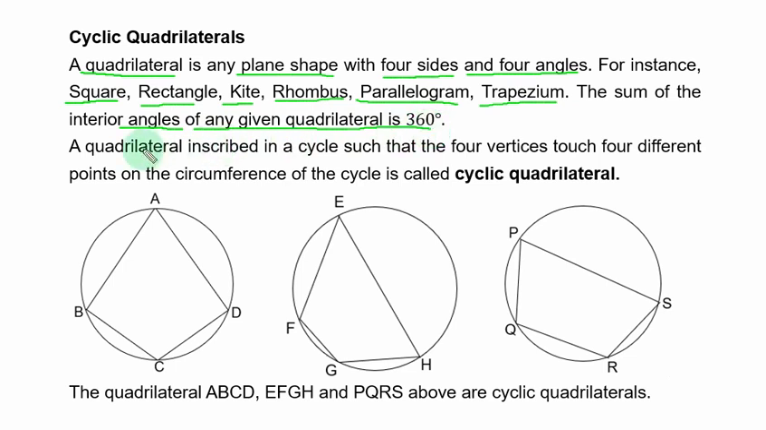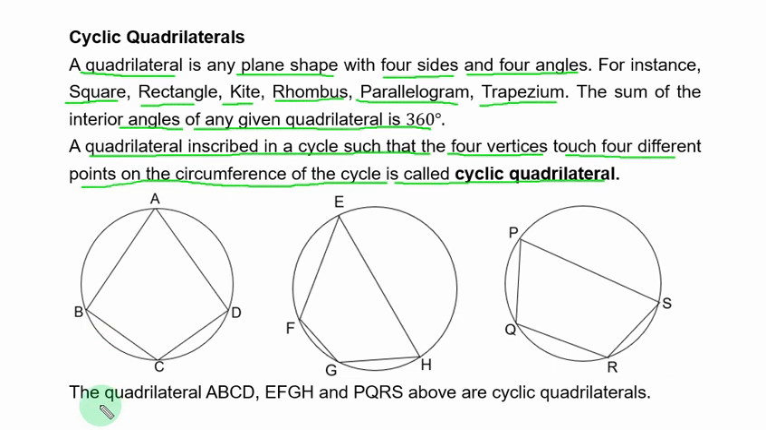360 degrees. Now, a quadrilateral inscribed in a circle such that the 4 vertices touch 4 different points on the circumference of the circle is called a cyclic quadrilateral. When you have a quadrilateral drawn in a circle such that the 4 vertices touch 4 different points on the circumference of the circle, such a figure is called a cyclic quadrilateral. We have 3 of such figures below.